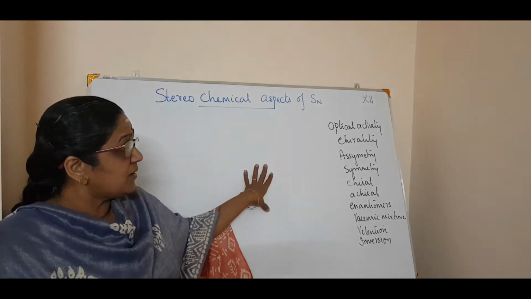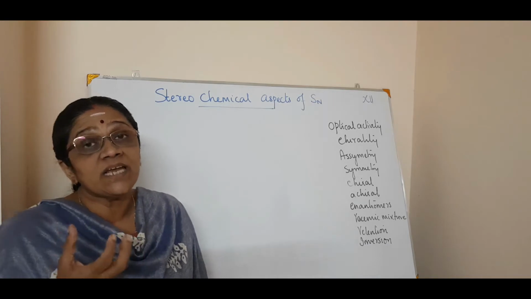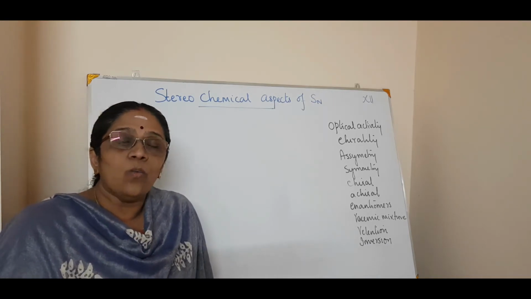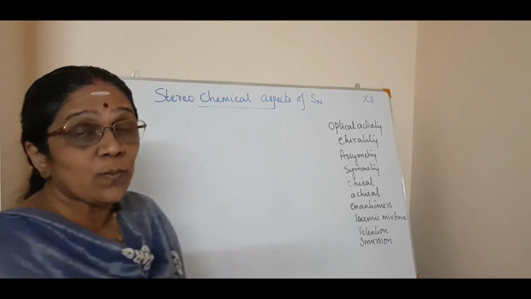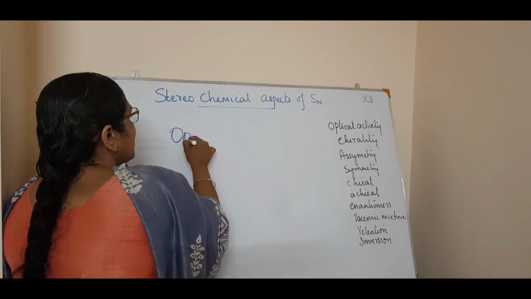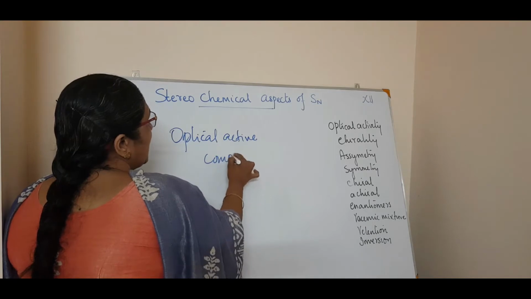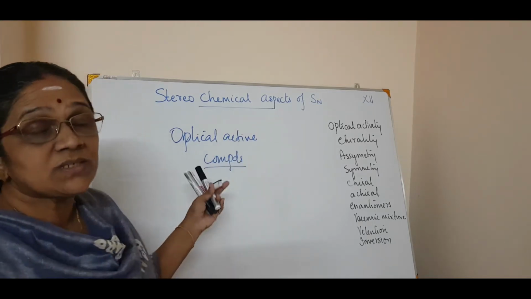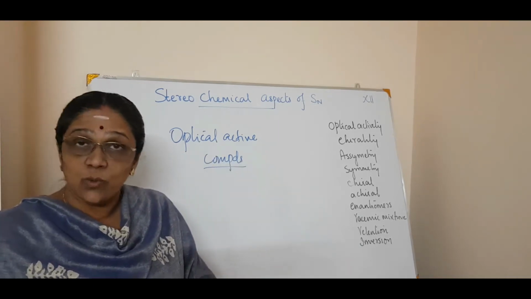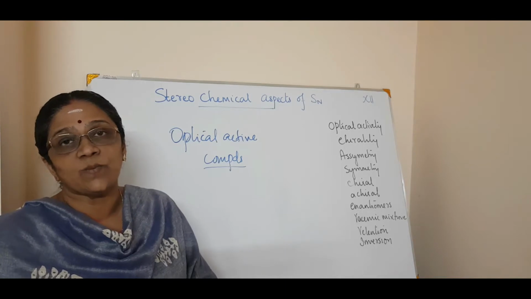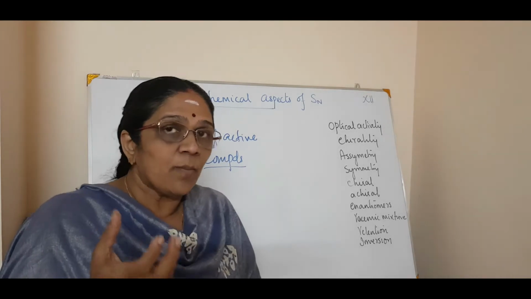Now, some of the terminologies are, first we will see what do you mean by optical activity, or what do you mean by optically active compounds. So, first we will see what are optically active compounds. The compounds which show this behavior or this phenomenon are said to be optically active isomers, and the phenomenon is called optical activity. Now, what is this optical activity?